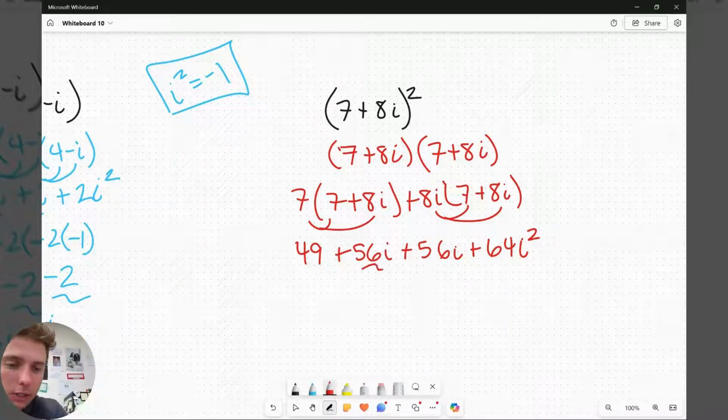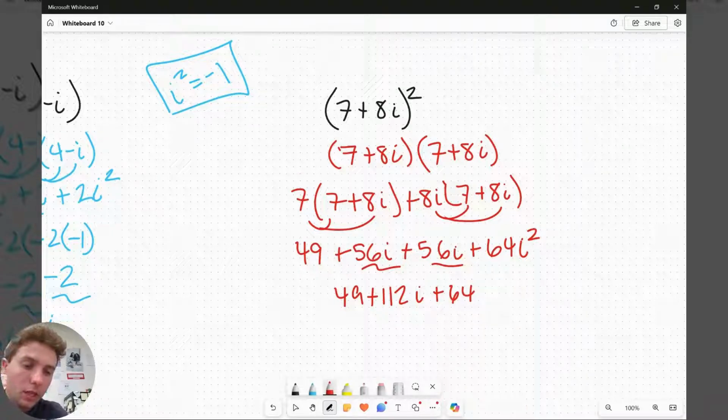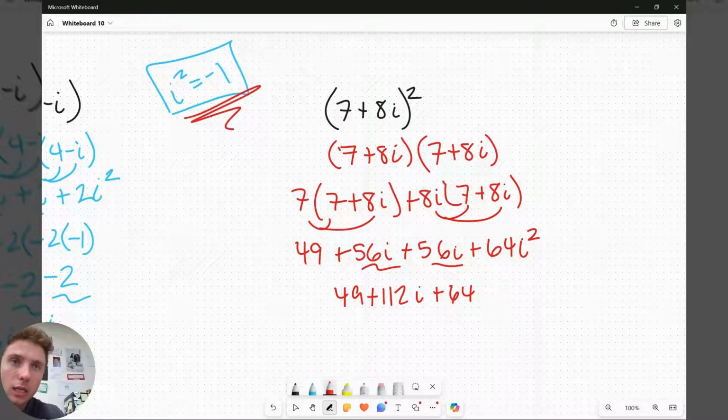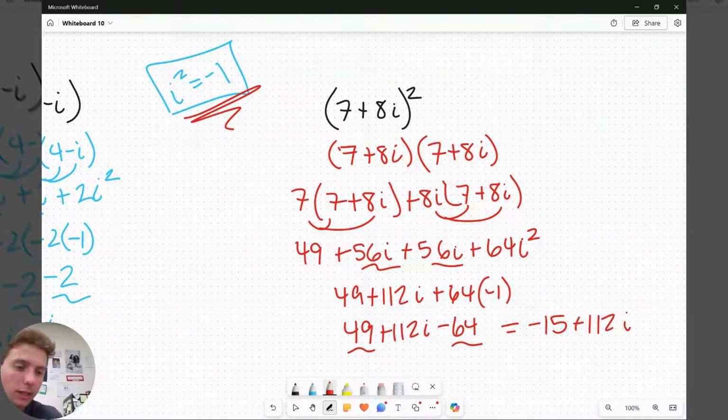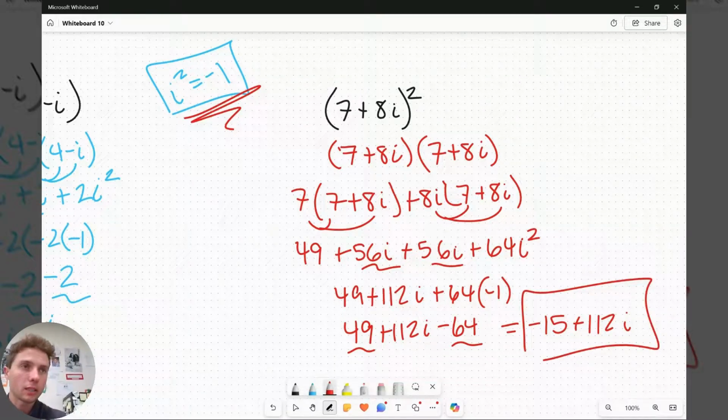Once we have that, combine our like terms. 56i and 56i now give us 112i. The 49 is still in front, and the 64i squared is still with it. But we remember something about i squared. We said i squared is negative 1. So instead of i squared, I plug in negative 1 in parentheses, where 64 and negative 1 multiply to be negative 64. We can then finish up this problem by combining our final like terms. 49 minus 64 is negative 15. The 112i is still there with it, and now you have your final answer.